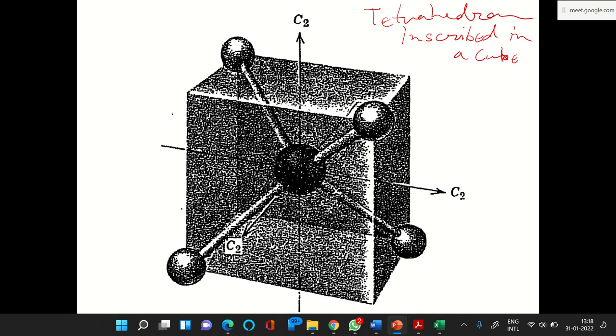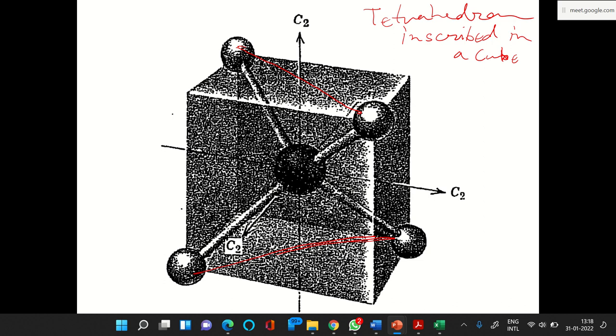How? This is the way, you can see very clearly that this is one diagonal that you can think of. This is another diagonal of the face. So two face diagonals in cross position. And take the center point of the cube, connect these points, and you are having a tetrahedron.